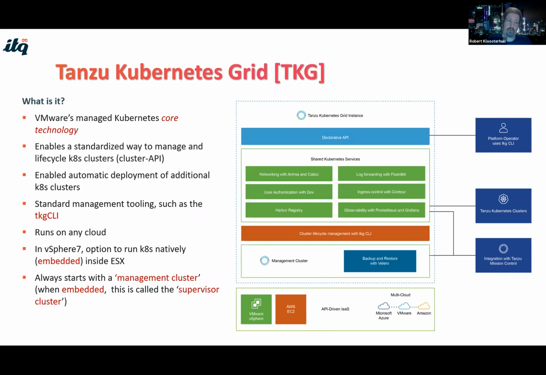But it also enables you to deploy additional Kubernetes clusters. And they're using a very specific part of the Kubernetes open source project to do that, called Cluster API. It allows you to, from a single starting point, a management Kubernetes cluster, spawn additional Kubernetes clusters. And if you've never done anything with Kubernetes, you might wonder, well, why would I need more than one cluster? Well, why do you need more than one vSphere cluster?